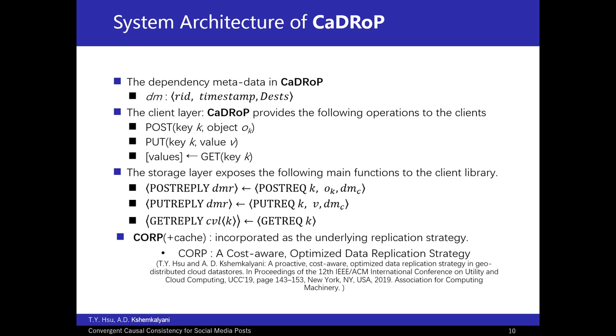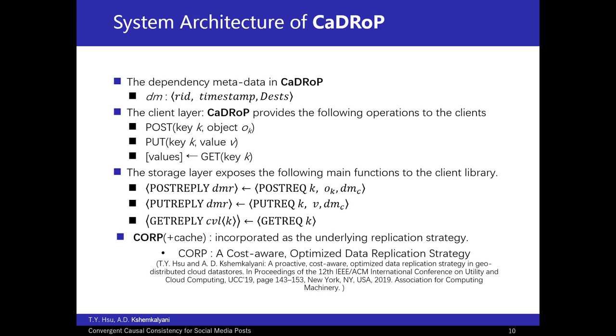Let's go through more details of the system architecture of Causal. The depends metadata element is a tuple structure. A depends tuple includes 3 entries: initial server ID, scalar timestamp, and a list of the replica server destinations. The client layer of Causal provides 3 operations for clients to post, to update, and to retrieve a data item. The storage layer also provides 3 operations to respond to the 3 different operations from the client layer.